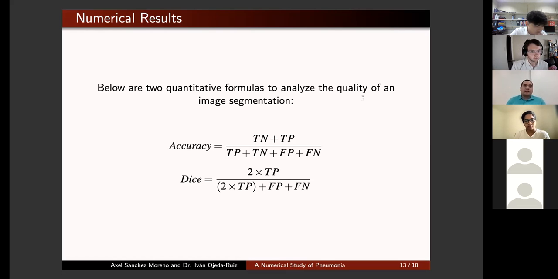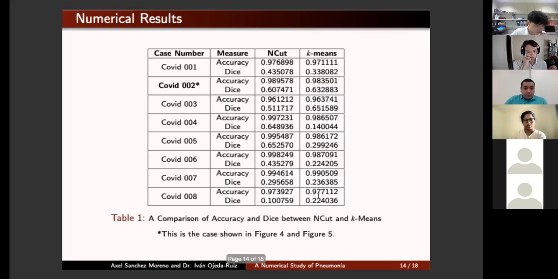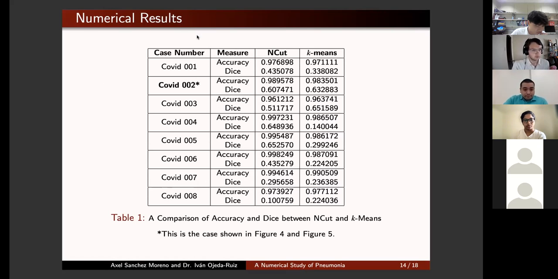Based on our understanding, dice is almost used to represent how inaccurate our algorithm was. That's based on how we have 2 times TP in the numerator and 2 times TP in the denominator, with false positive and false negative being added in the denominator. Now, here we have our results.